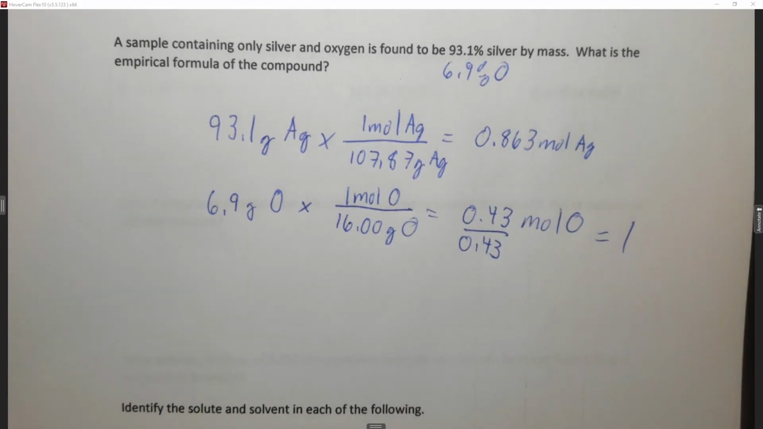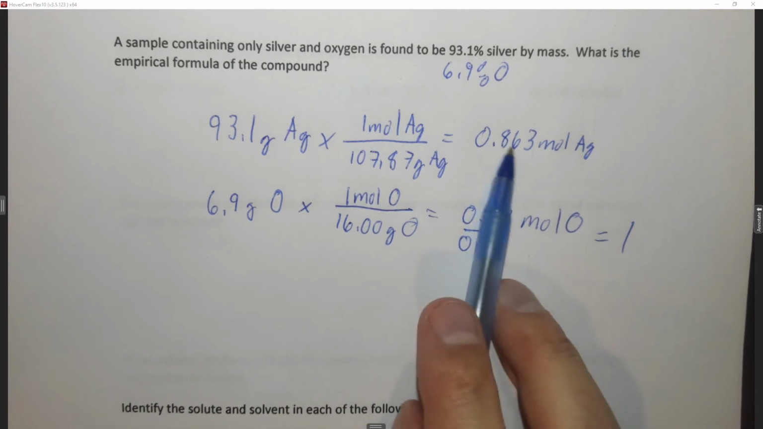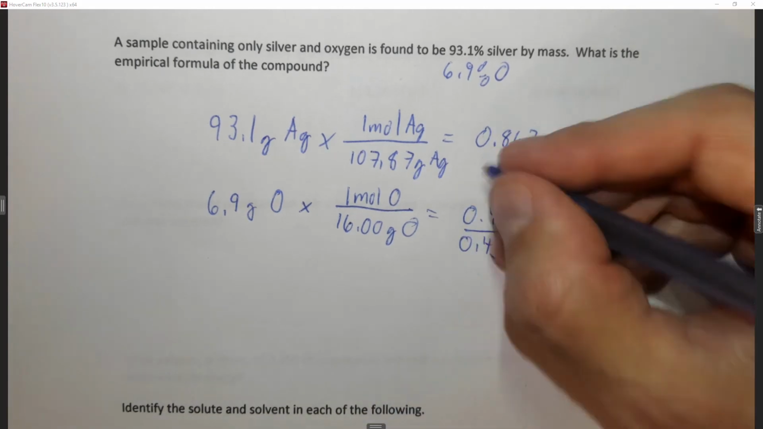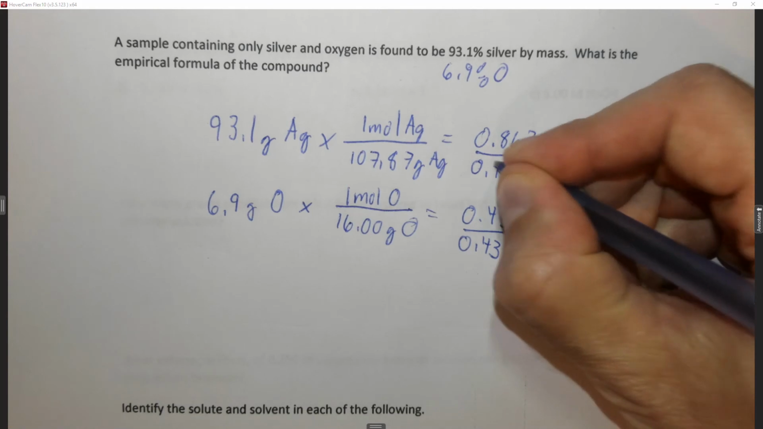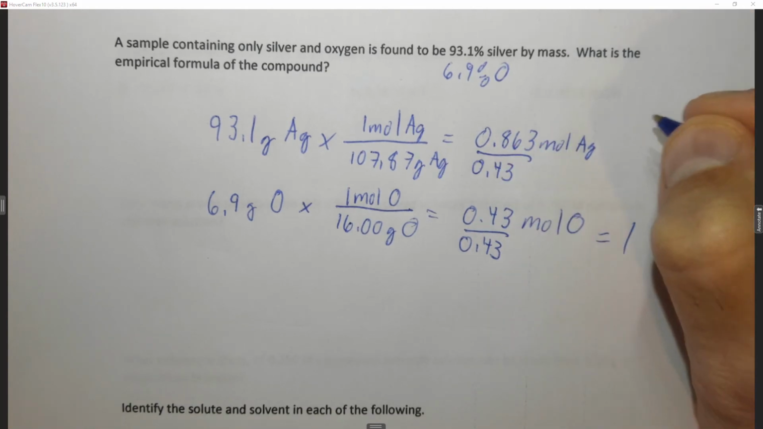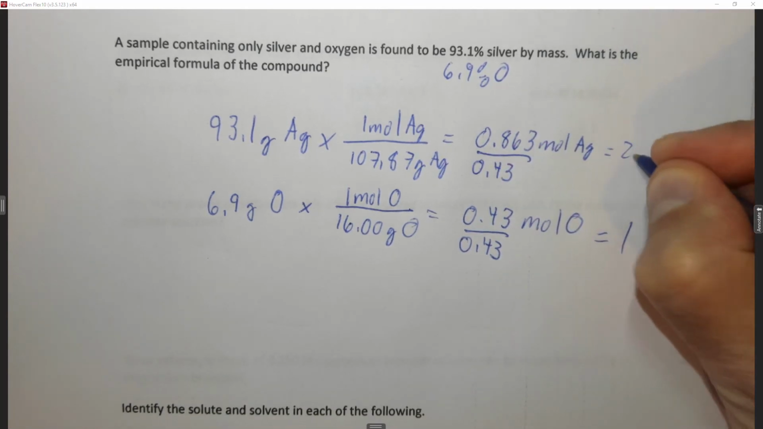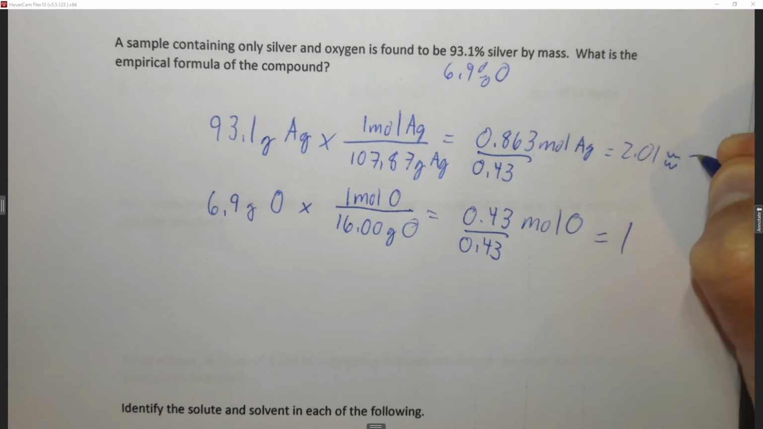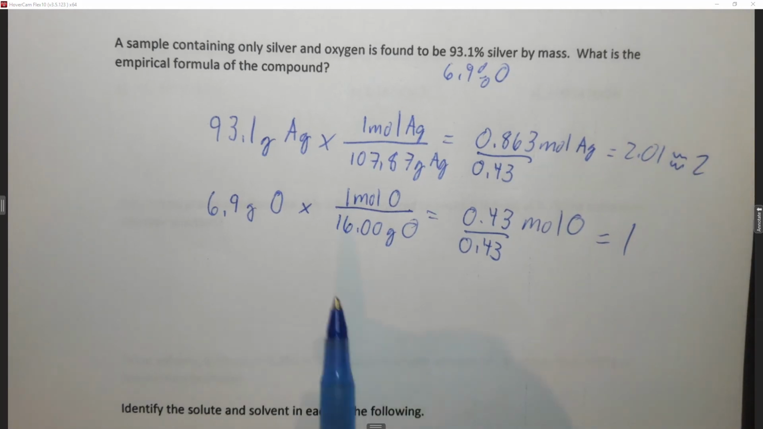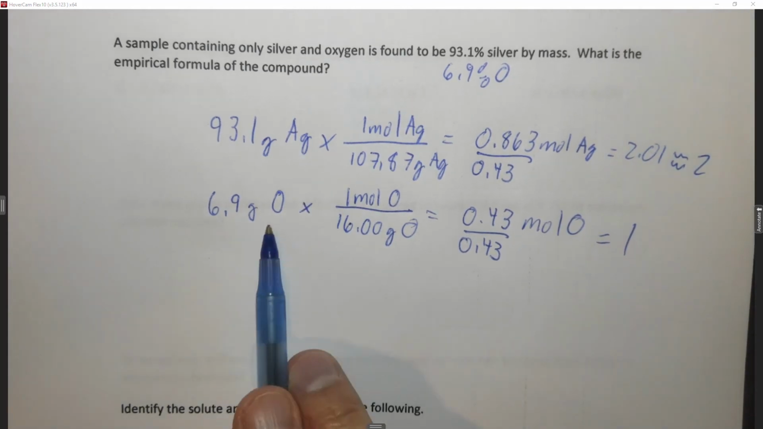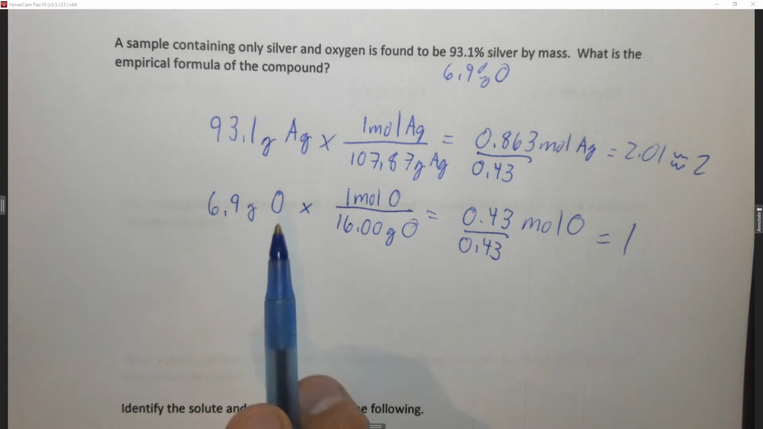This one comes out to be 1. Since this is the smaller one, this number will come out to be bigger than 1. So we divide here by 0.43, and when we do that, we get 2.01, which is approximately 2. This means there's 2 silvers for every 1 oxygen.